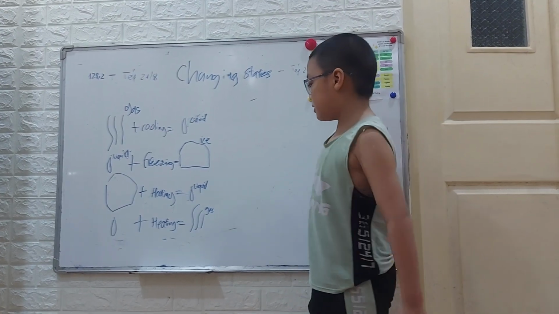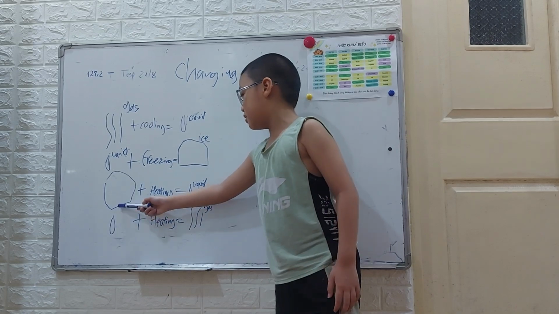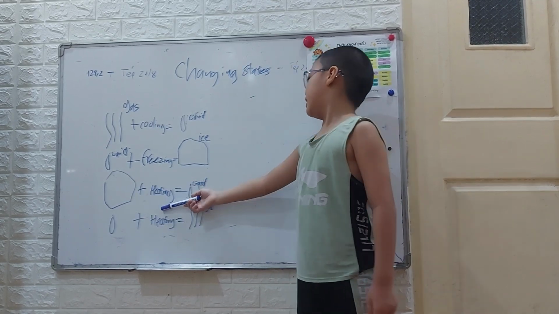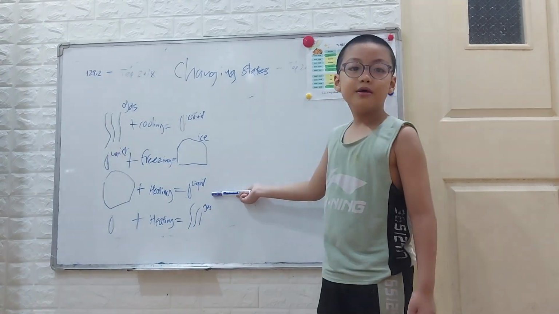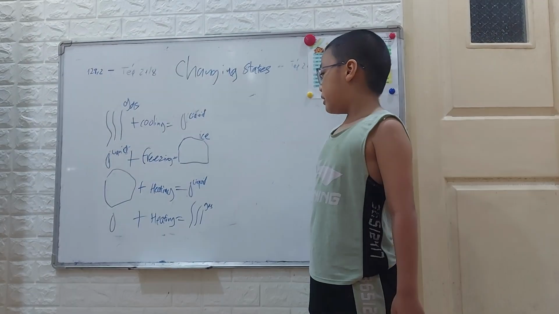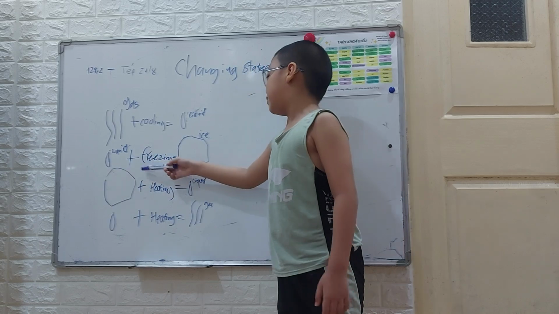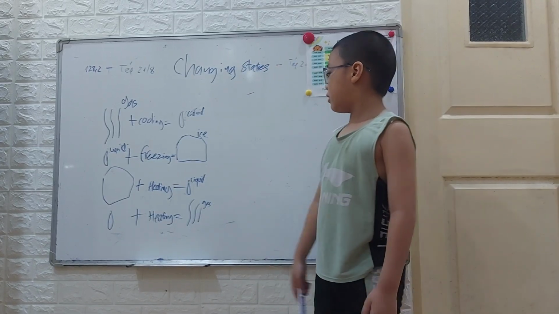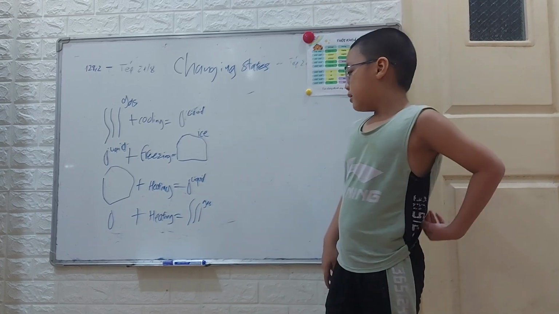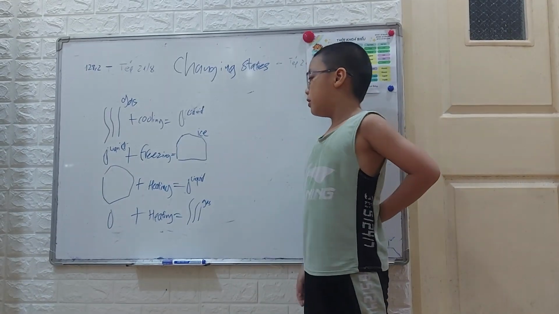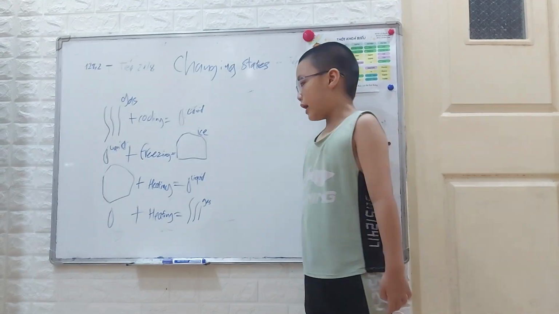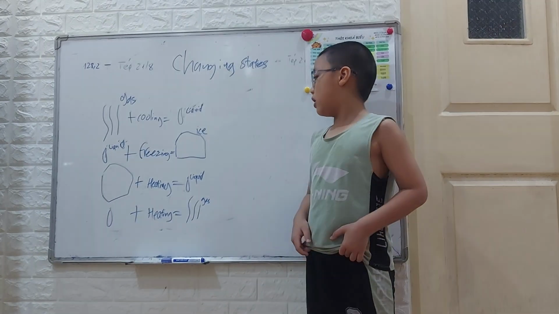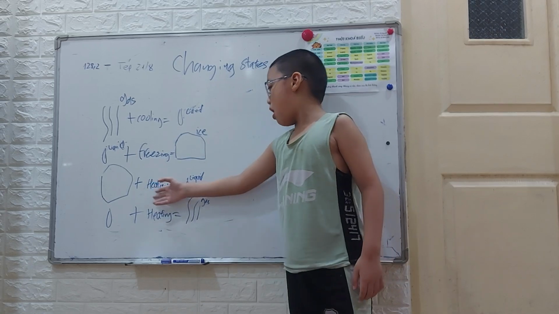Now, the third one is ice, and after heating it is liquid. So liquid after freezing is ice, and ice after heating is liquid. For example, you have a piece of ice and you heat it by the fire, so it will be hot.